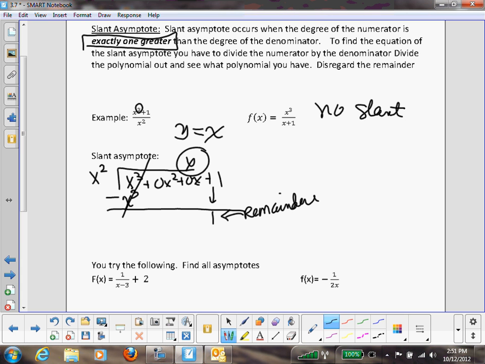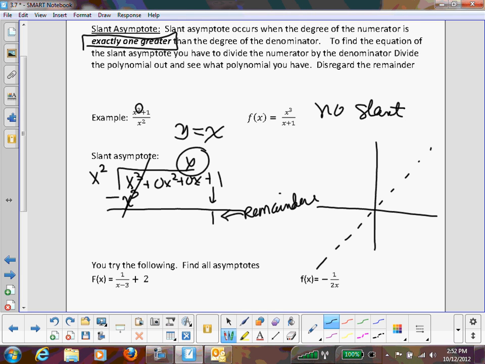All right. This is y equals x. If I have a slant, do I have a horizontal? No. But do I have a vertical? What's my vertical? At 0. What's 0? Nope. x equals 0 is your vertical asymptote.